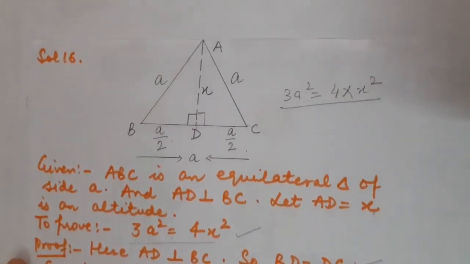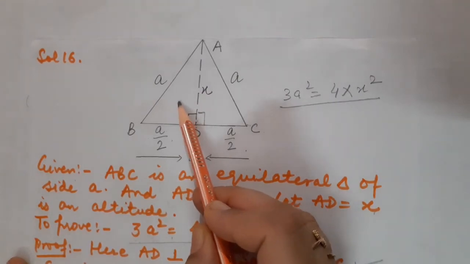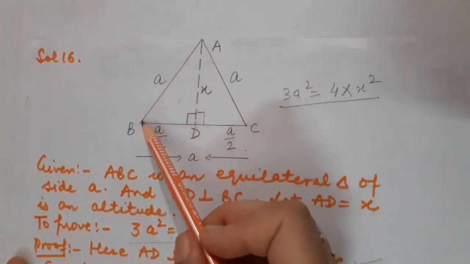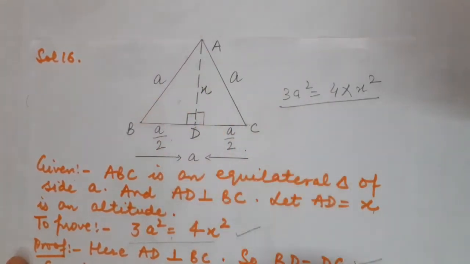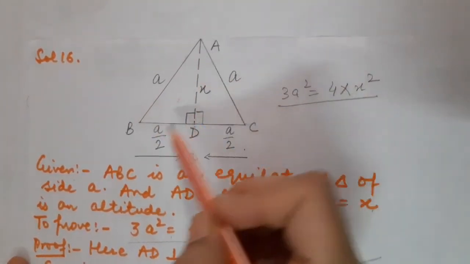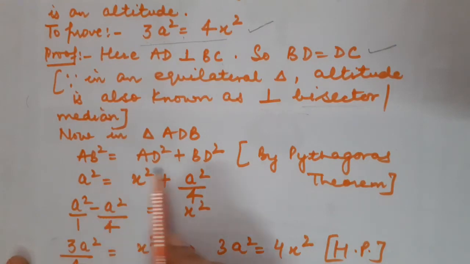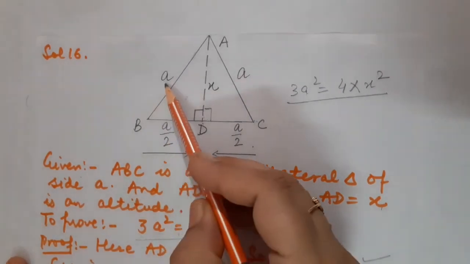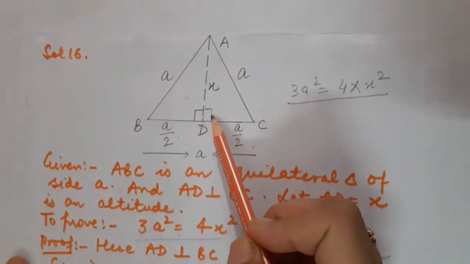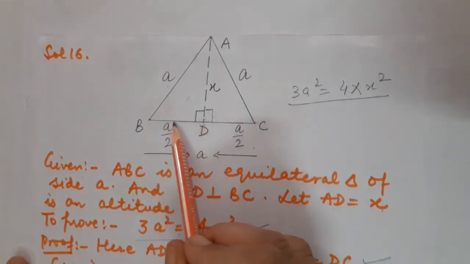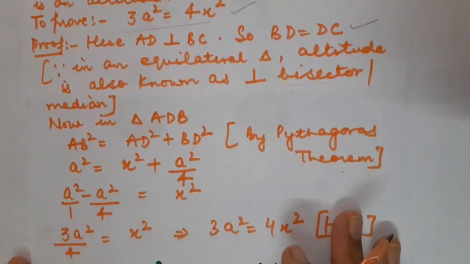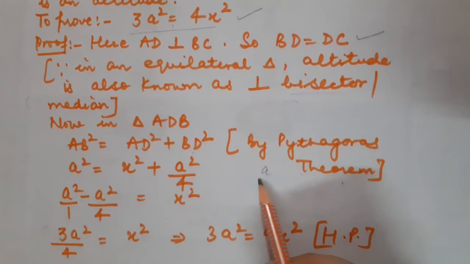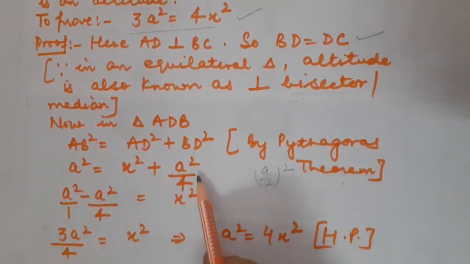So, in triangle ADB, I am going to apply Pythagoras. Please be alert. AB is the side which is opposite of 90 degrees. So, it means AB is the hypotenuse. So, it would become AB square is equal to AD square plus BD square. Correct? By Pythagoras theorem. What is AB? AB is A. So, A square. What is AD? That is X square, plus what is BD square? That is A by 2 whole square. So, it would become A square is equal to X square plus A by 2 whole square, which will give you A square by 4.